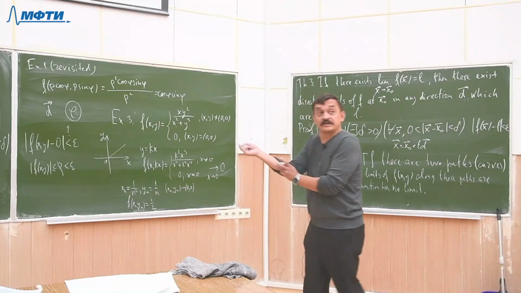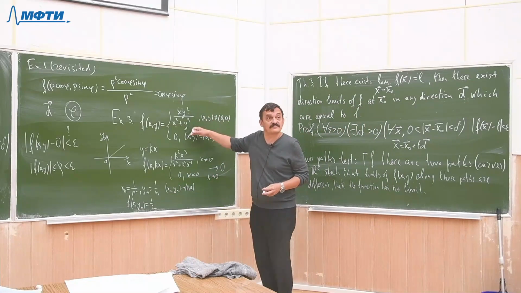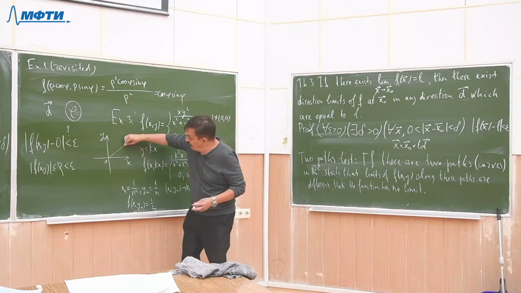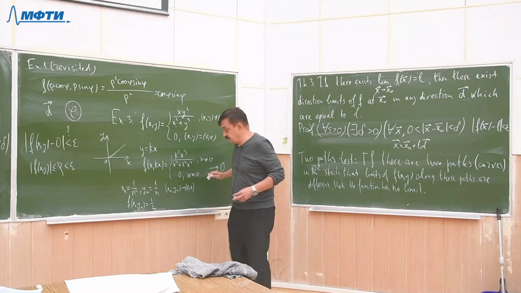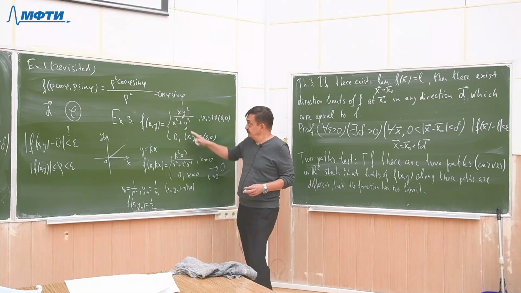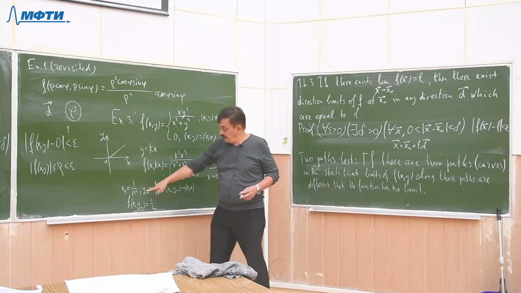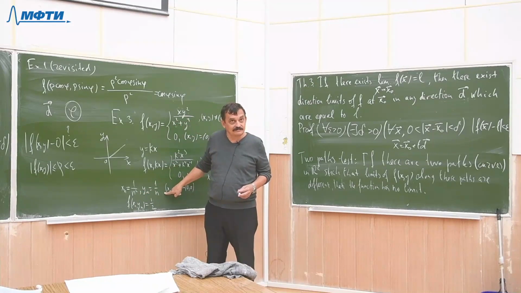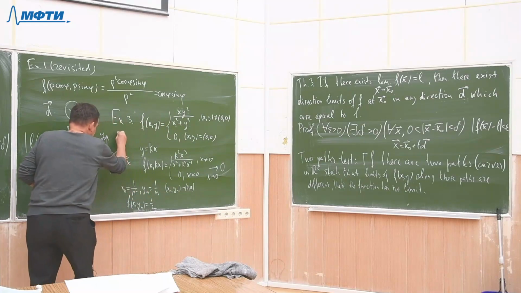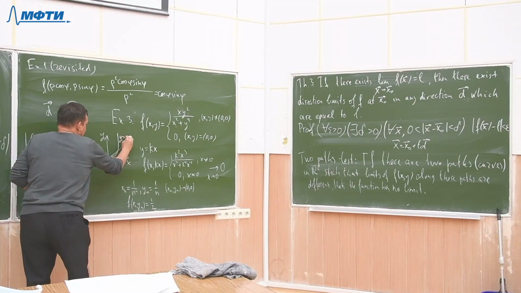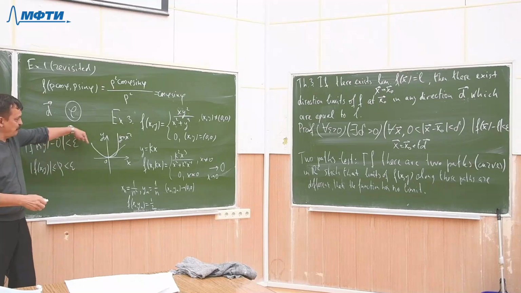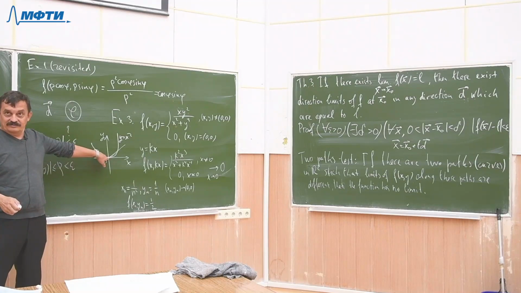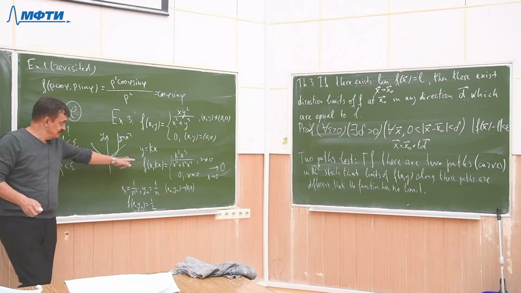So how does it work rigorously? Look, I look at this function, right? When I approach along an arbitrary line, the limit is 0. But if I substitute x squared equals to y, like that, y equals to x squared, right? If I approach 0 along this curve, then what happens? Substitute here.